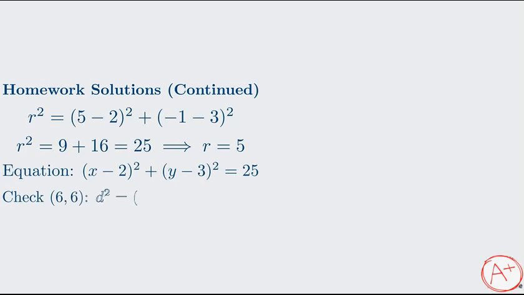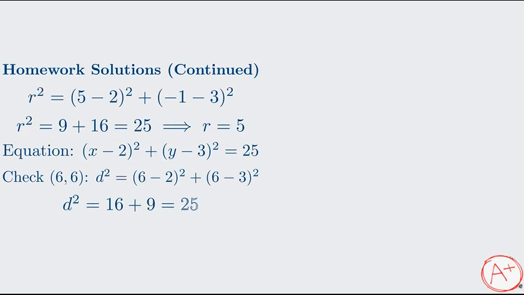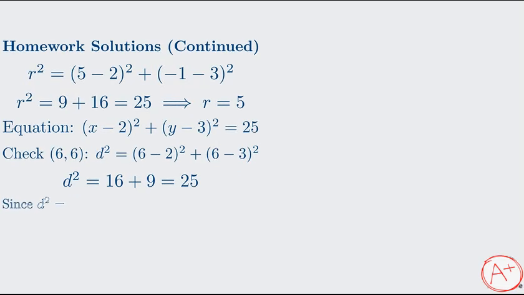To check the point (6, 0), find its distance from the center, (2, 3). Distance squared equals 4 squared plus 3 squared, which is 16 plus 9, equaling 25. Since the distance squared equals r squared, the point (6, 0) lies exactly on the circle.